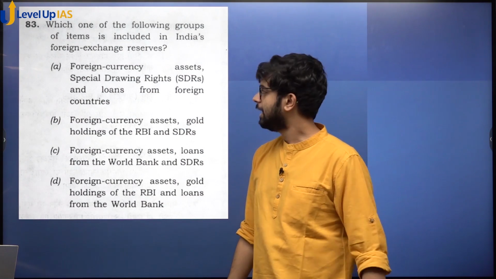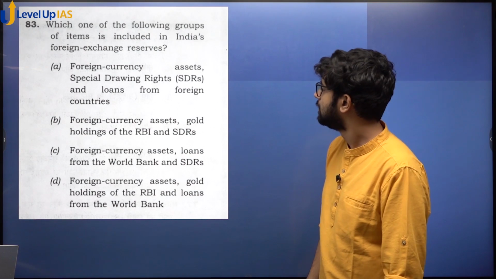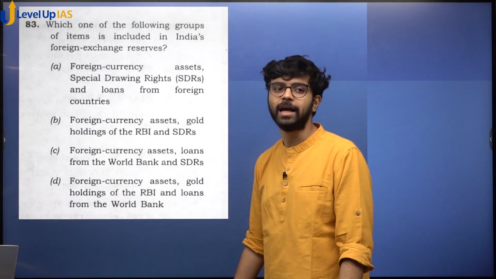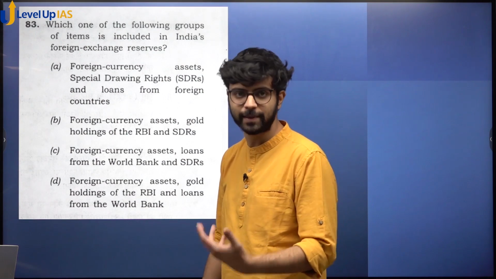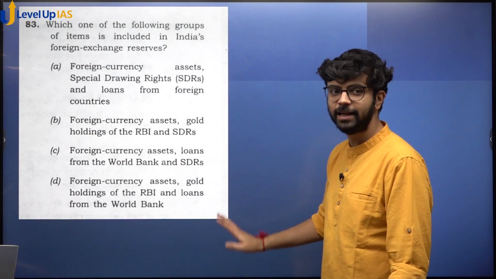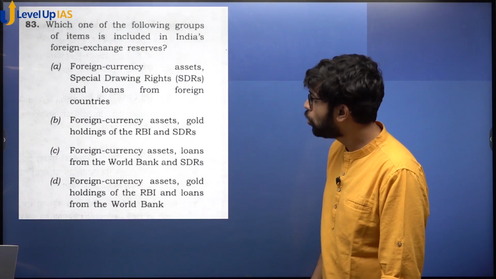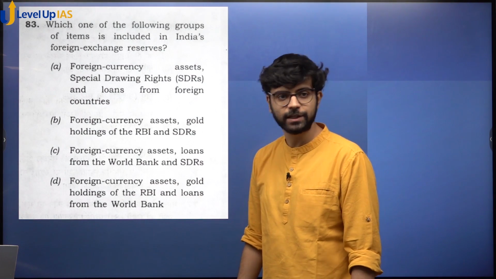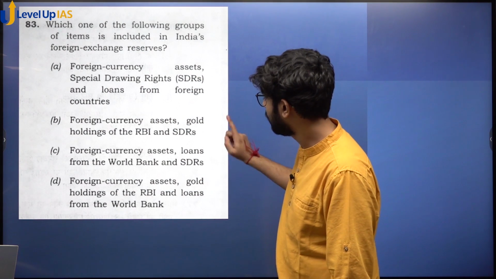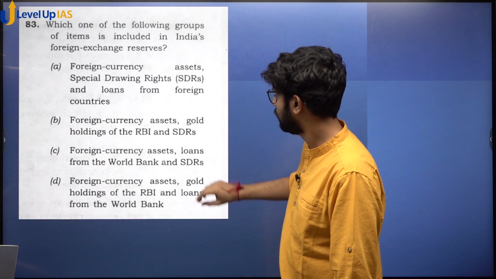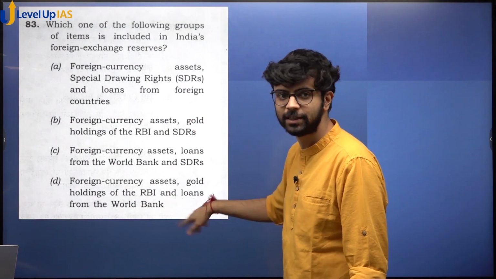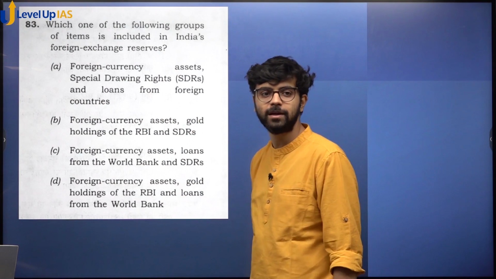Let us try another method. SDRs are there, special drawing rights. You should know that they are our assets. Gold holdings is there in foreign exchange reserves. Yes or no? Gold is there. This one has no gold, this one has no gold; these two have it. If you want SDR, then only this remains. Again, we arrive at B.